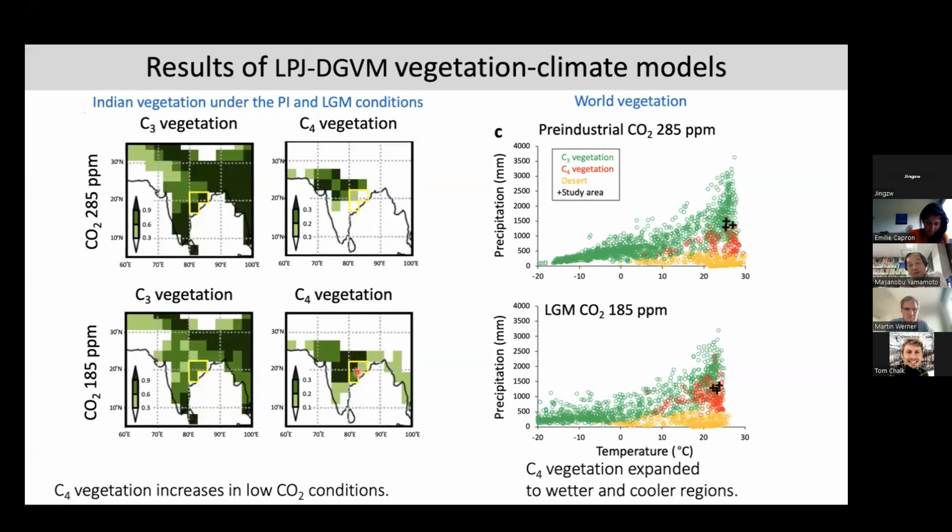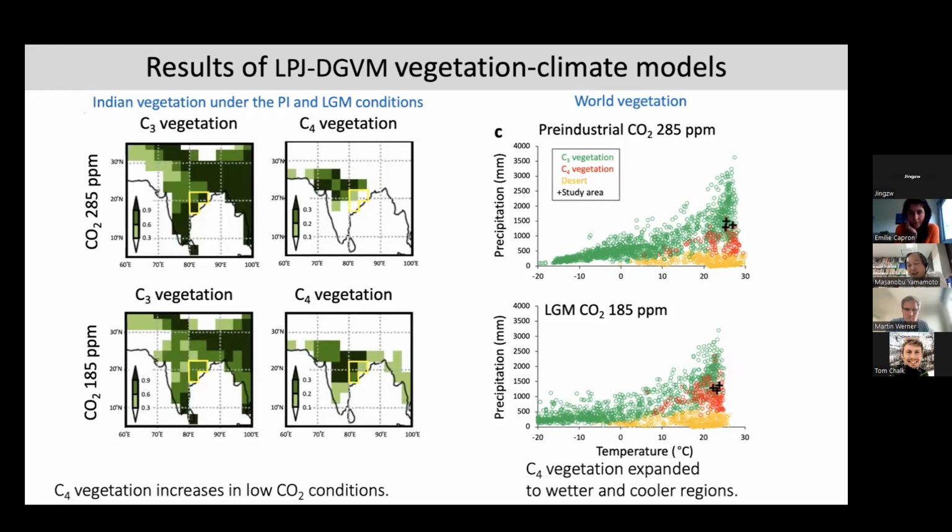So C3, C4 vegetation responded to CO2 change in the Mahanadi River basin. The right panel indicates the world distribution of C3 and C4 vegetation, the green ones and the red ones, and the black cross indicates the Mahanadi River basin. At the pre-industrial level, the Mahanadi River basin is covered by C3 vegetation. But at the LGM CO2 level, the Mahanadi River basin was covered by C4 vegetation.